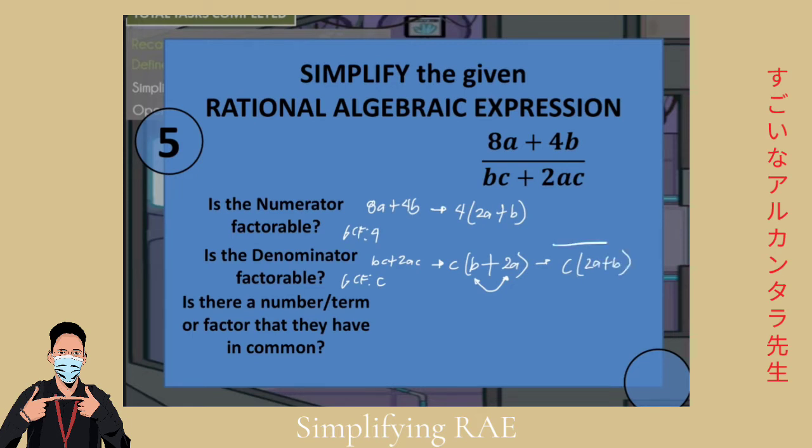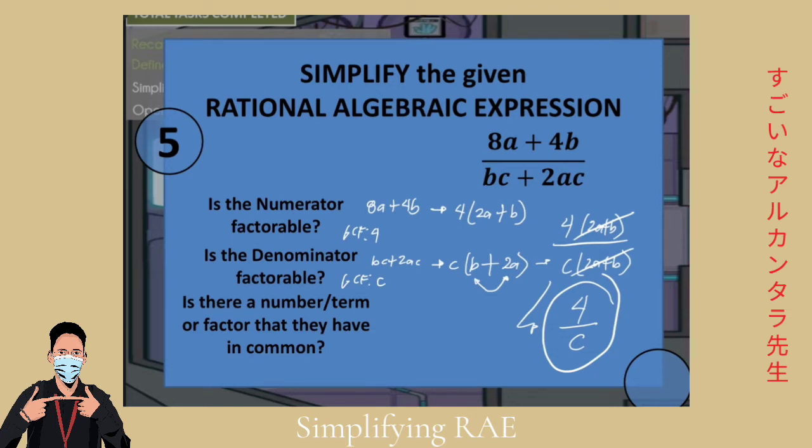So to rewrite this properly, here we go. And as you can see now, we can simplify the 2a plus b because they both have it. So our final answer is none other than 4 over c. That's it. Let's have one more.